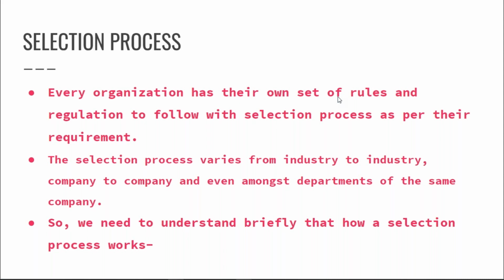So within an organization, when there is subdivision of certain things, we have certain norms within an organization. That is what we call selection procedures. It varies from industry to industry, company to company, and sometimes it also varies from one department to another department in the same organization or same company. So this is what happens when it comes to selection procedure.